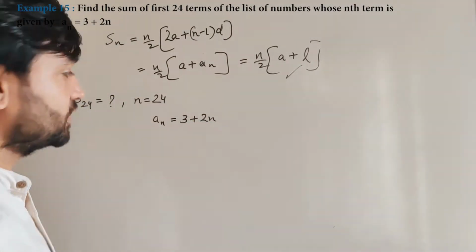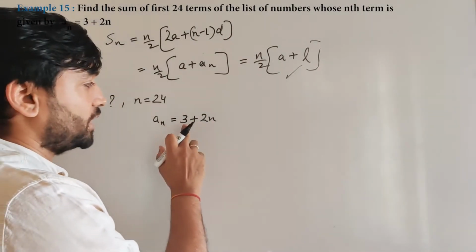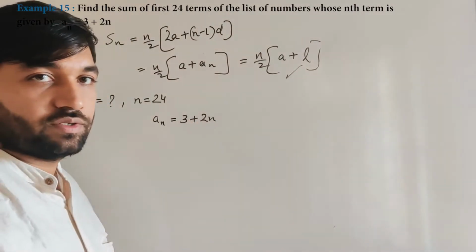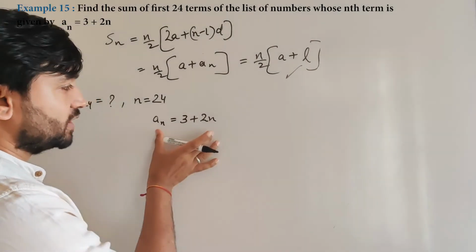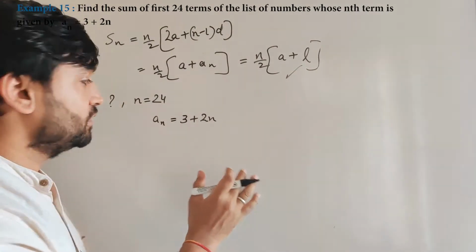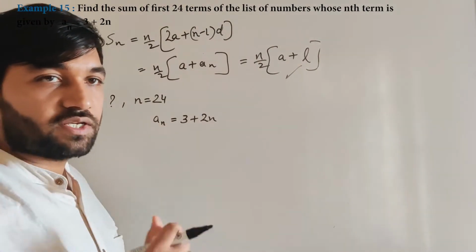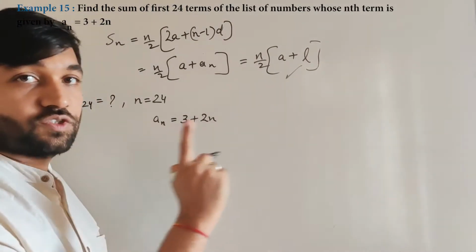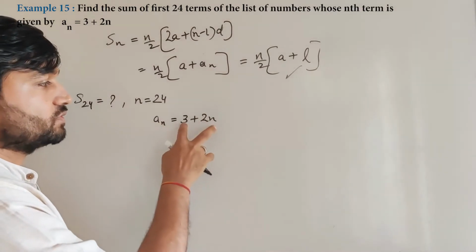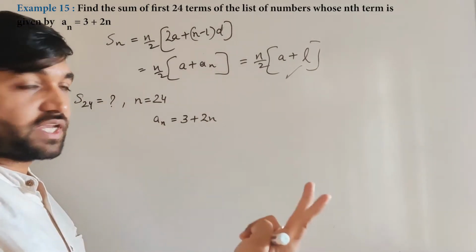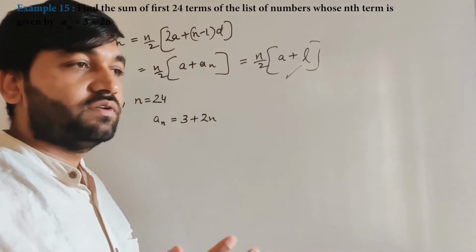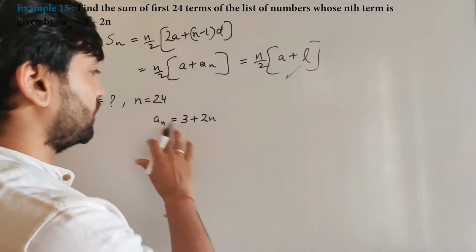Okay, so this is what they have given. The nth term is given by the relation 3 plus 2n. So when they give you something like this, an as 3 plus 2n, by substituting the values of n as 1, 2, 3: if I substitute n as 1, I get a1, the first term. If I substitute n equals 2, I get a2, the second term. n equals 3, the third term. That way, we can get the AP from here.